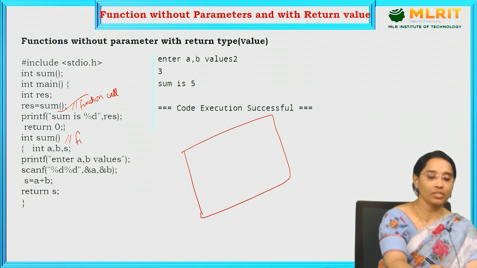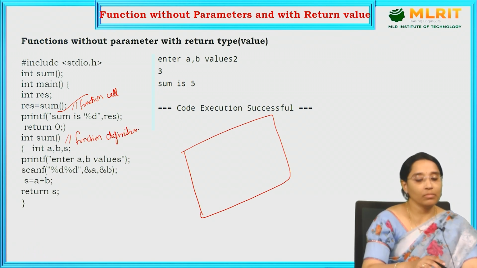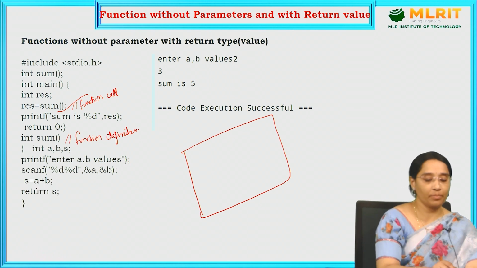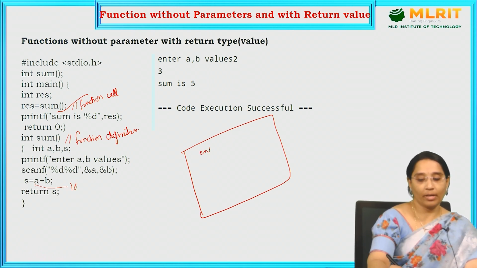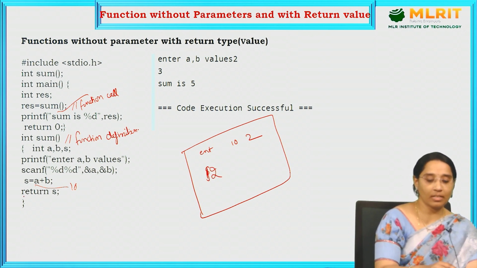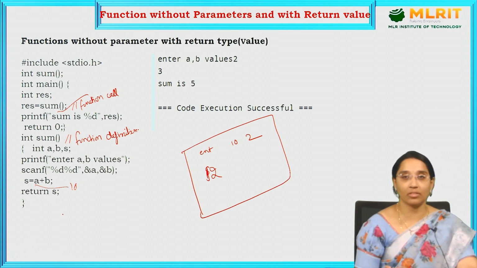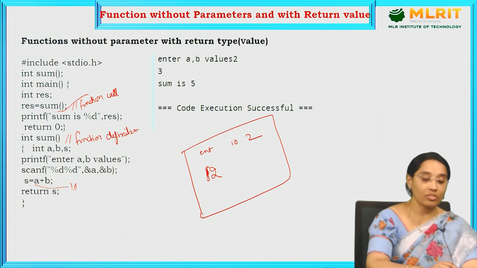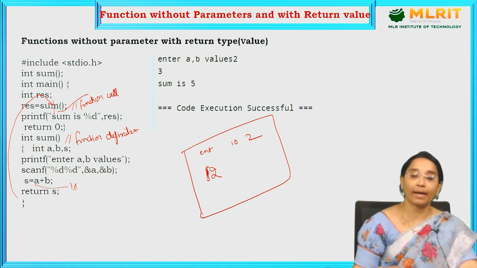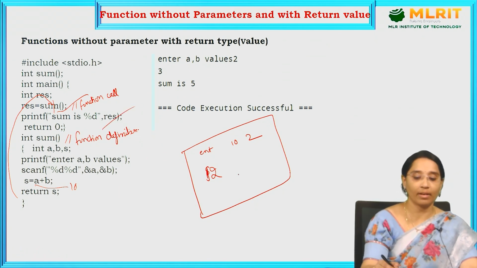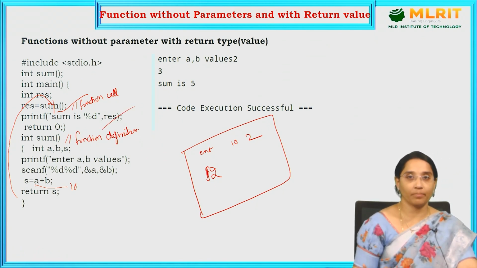This is the function call, and this is the function definition. Here we have calculated the sum of two numbers. Suppose, enter any two values. We will enter 10 and 2. So s is equal to 12, and the data will be calculated. Return is a keyword which takes the data back to the calling function. So now the value 12 will be printed on the screen. So this is without parameters and with return values.